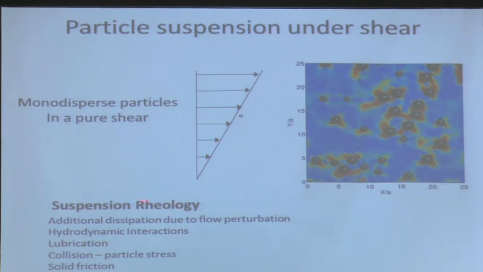So the question is, what are the effects that we discussed before? What is the effect of hydrodynamic interactions? What is the effect of lubrication? What is the effect of collision? What is the effect of solid friction between the particles in the suspension on the global response of your suspension as an equivalent liquid, as an equivalent fluid? You don't want to see the particle, you just say this suspension is like another fluid and I would like to know its effective density, its effective viscosity. So this is a question of rheology.